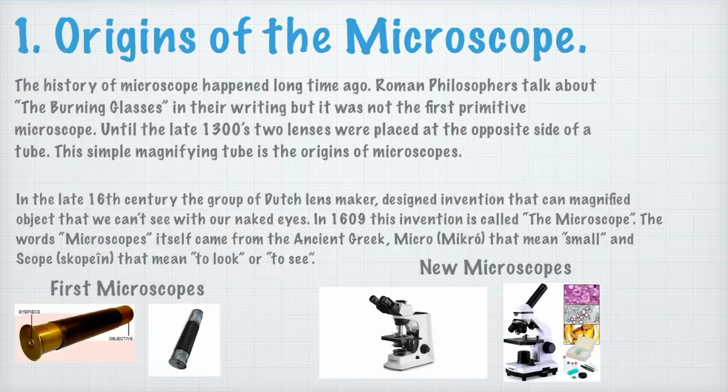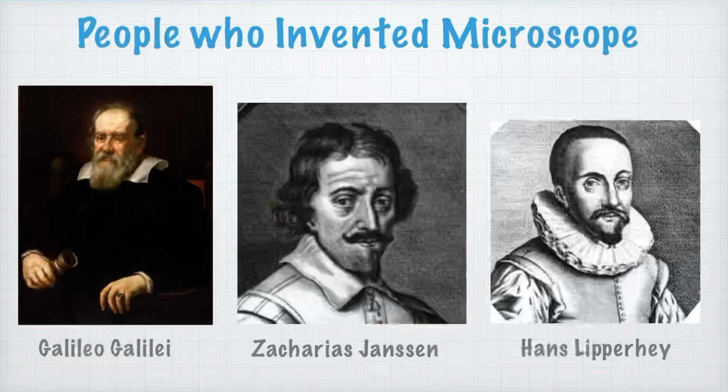In the late 16th century, a group of Dutch lens makers designed an invention that can magnify objects that we can see with our naked eye. In 1609, this invention was called the microscope. The word microscope itself came from the ancient Greek micro, which means small, and scope, which means to look or to see.